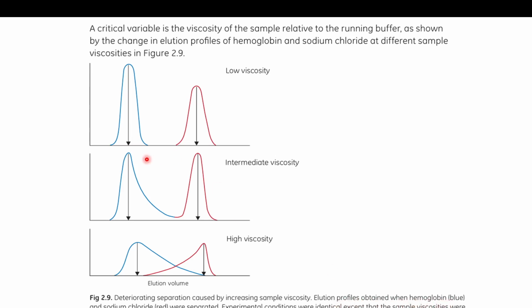Elution profiles obtained from hemoglobin, blue, and sodium chloride, red, were separated. Experimental conditions were identical. This is the experimental graphs that have been obtained, where they just change the viscosity of the sample by adding increasing amounts of dextran, which is another molecule that makes the medium a lot more viscous. Okay. And with high viscosity, we see that the elution profiles are deteriorating, or the resolution and selectivity is decreasing for the resin. Okay.